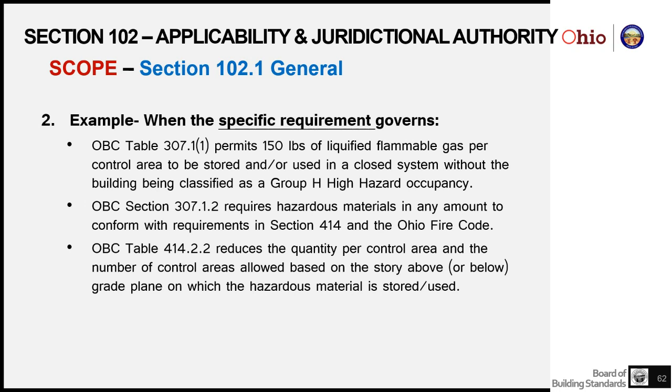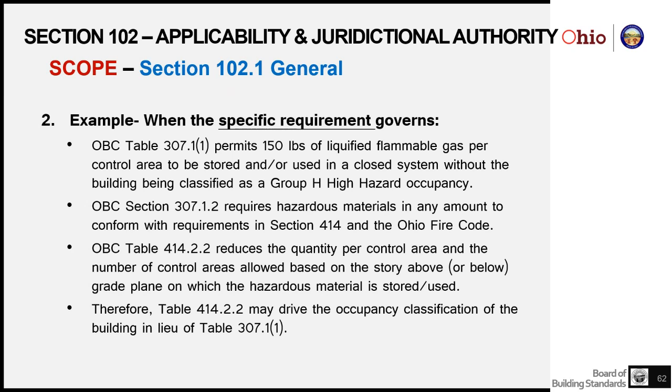So when you go to table 414.2.2, you'll see that it reduces the quantity per control area and the number of control areas allowed based on the story above or below grade plane on which the hazardous material is stored or used. So just because table 307.1 parentheses 1 says you can have 150 pounds of liquefied flammable gas, 414.2.2 reduces that quantity if that gas is used or stored, say, at the third level above grade plane. Therefore, 414.2.2 may drive the occupancy classification of the building in lieu of table 307.1 parentheses 1.